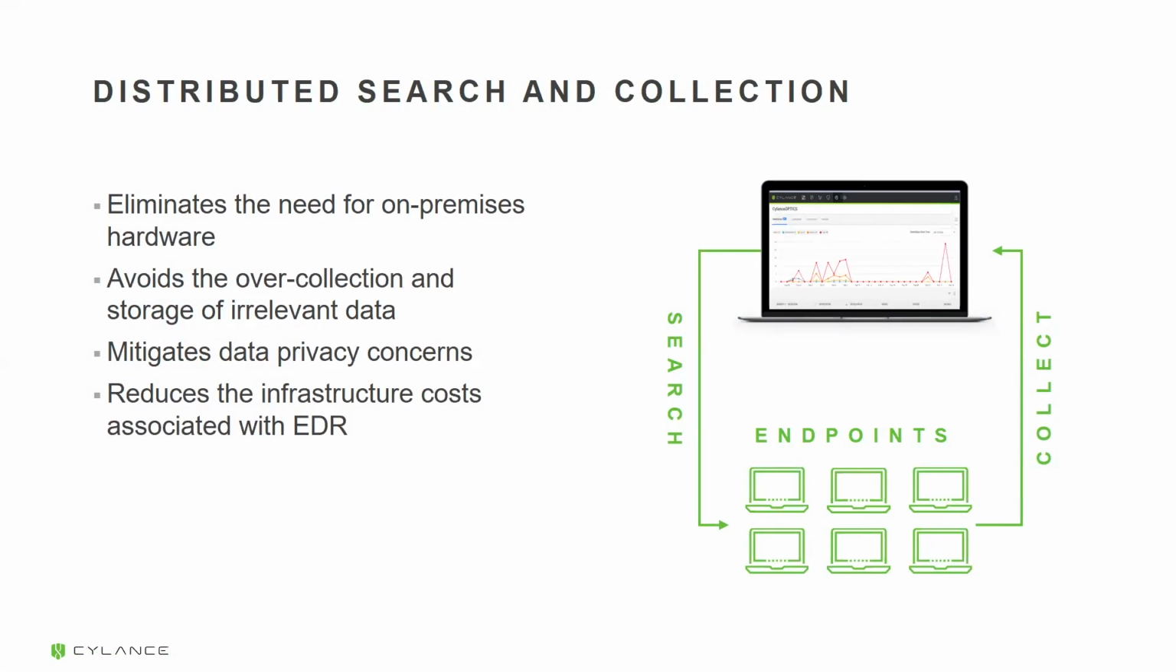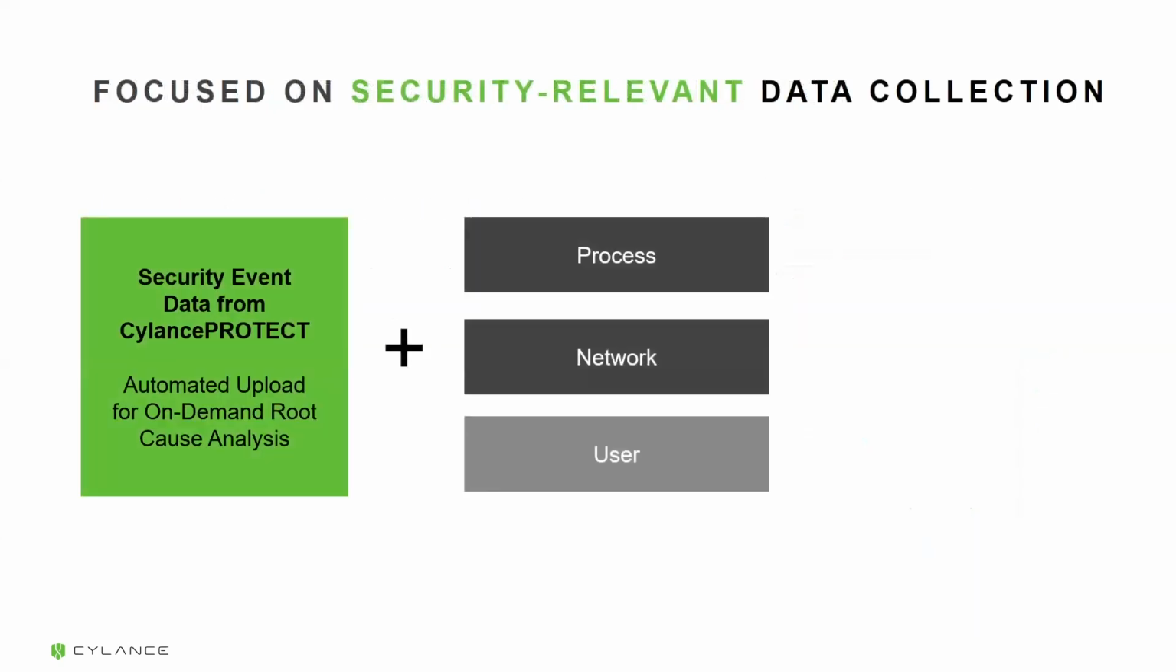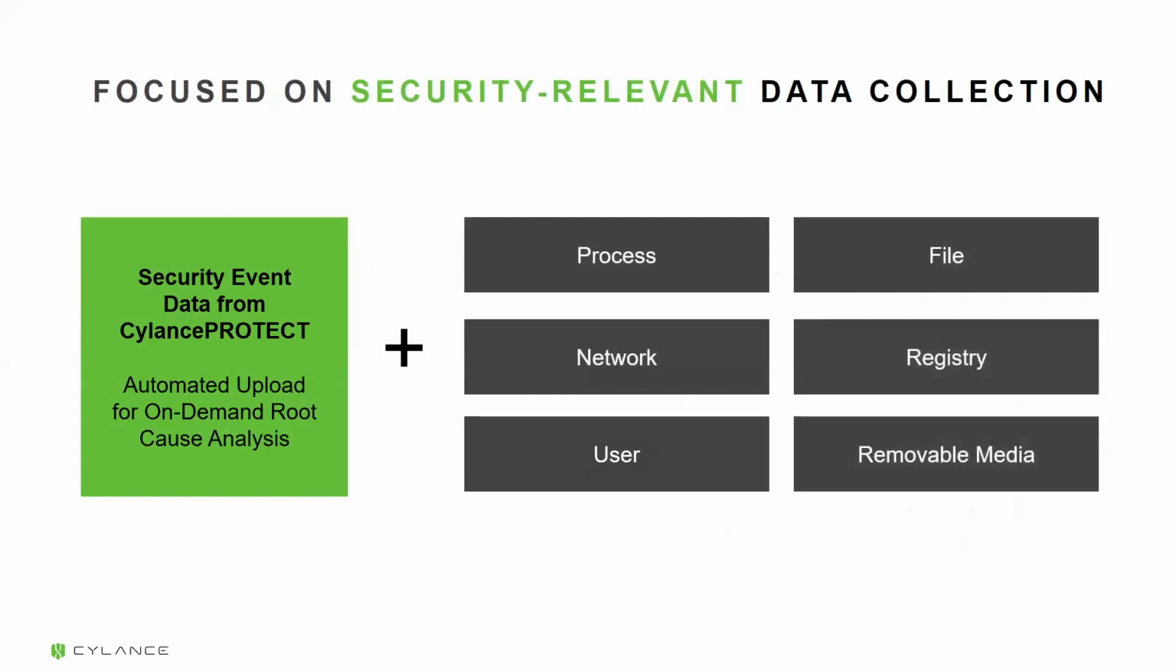When you do need to interact with it, you basically use our management console to search the data and then pull back the relevant content. So it's a much smaller footprint data-wise. And as I mentioned, it is security relevant data only, so it's collecting data from Cylance Protect, storing that data locally, and then things like process, file changes, network registry changes, users, things of that nature. Those changes are all being stored locally.